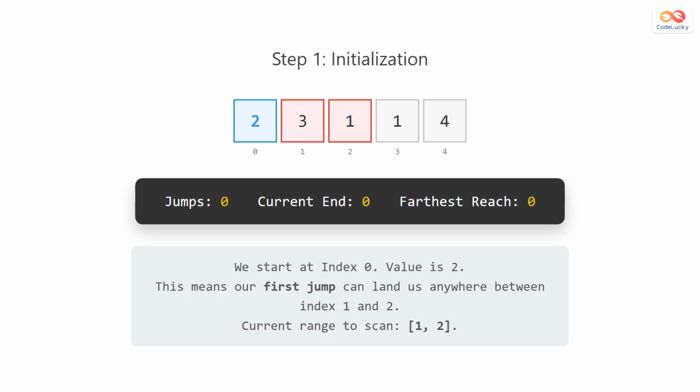Let's trace this. We start at index 0 with a value of 2. Our current range covers index 1 and index 2. We haven't jumped yet, but to move forward, we must jump once. So, we are preparing to scan indices 1 and 2 to see which one is the better launching pad.